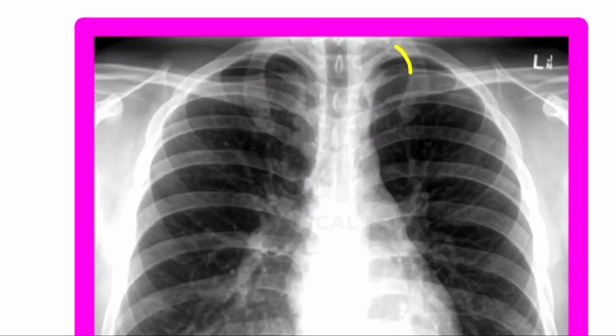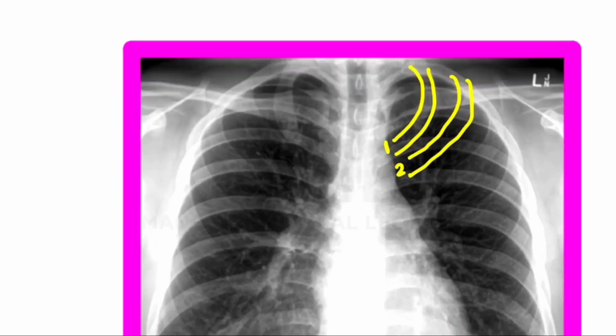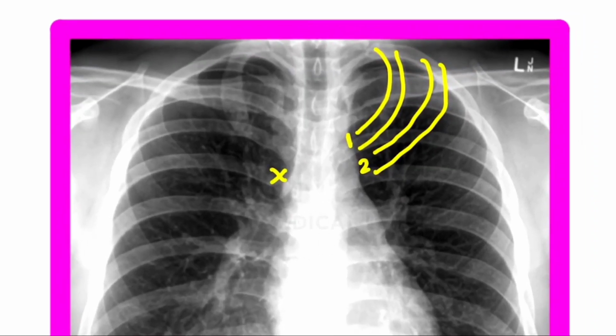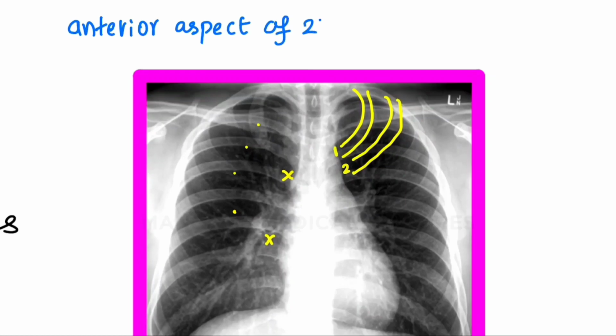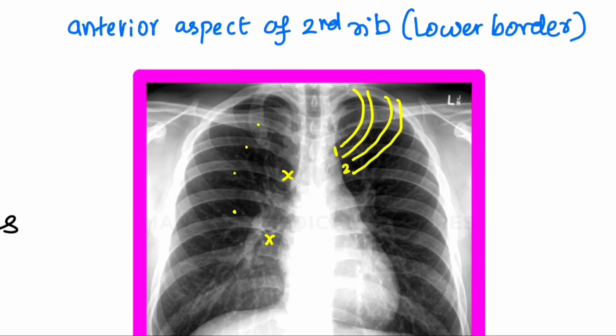Most importantly, we divide the lung into 3 zones. To divide the lung into 3 zones, we need to draw 2 lines. The first line, where do we draw the first line? In the anterior aspect of the lower border of the second rib. And the same way, we find the 4th rib, anterior aspect of the lower border of the 4th rib. So where are we drawing the lines? Come on, repeat with me. Anterior aspect of the second rib's lower border. And the same sentence with the 4th rib also, anterior aspect of the lower border of the 4th rib.